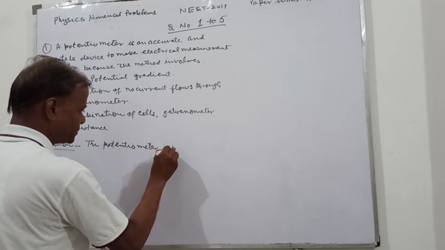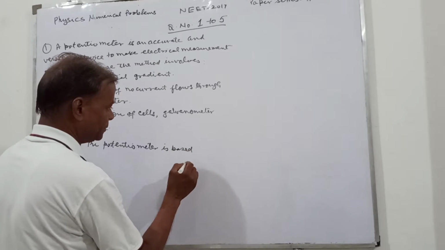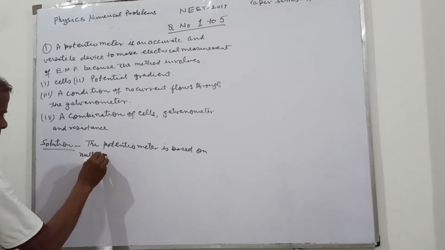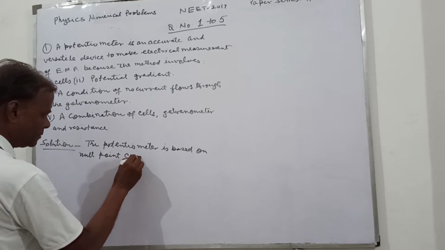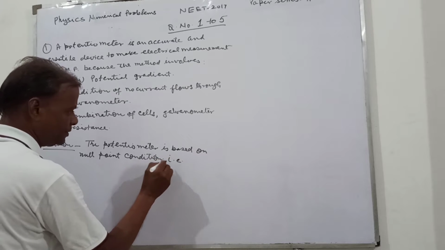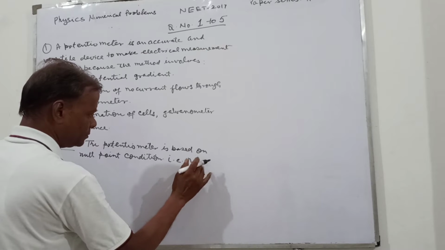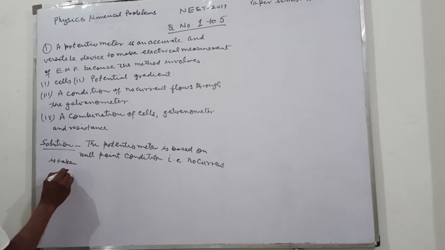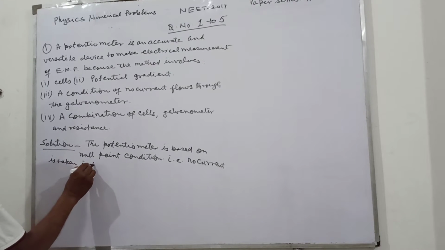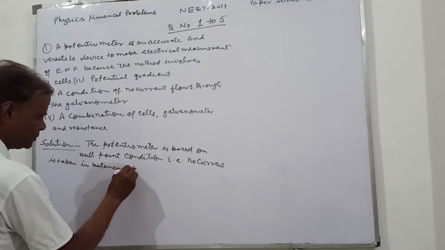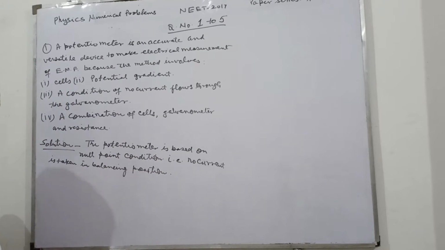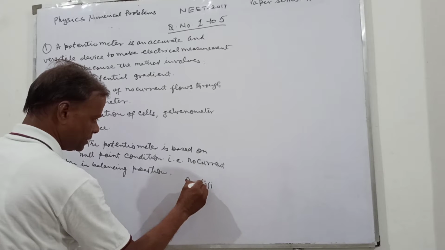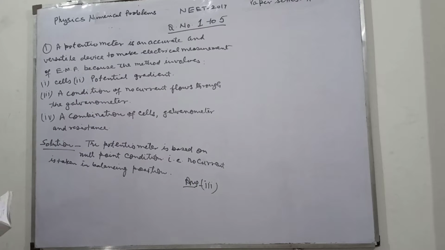The potentiometer is based on null point condition. It means that no current is taken in balancing condition. This is the only condition. So our right answer is the third one. Answer is third. Now your question number 2.